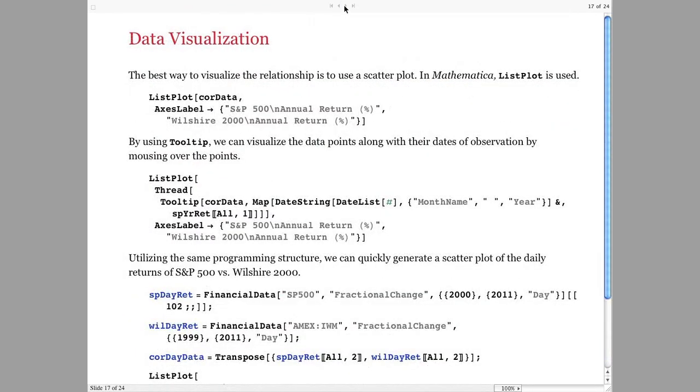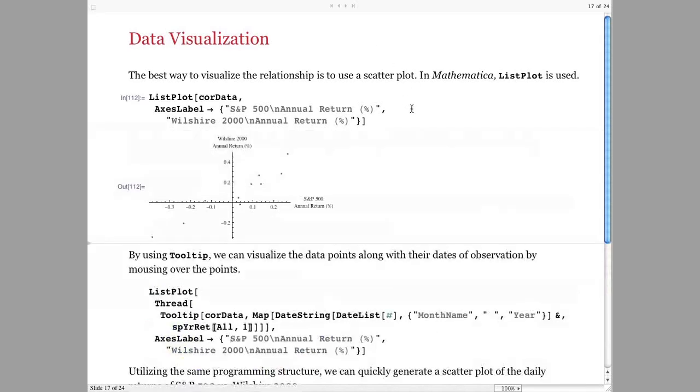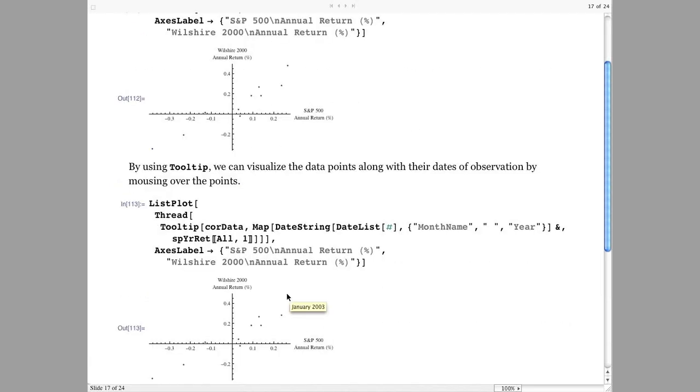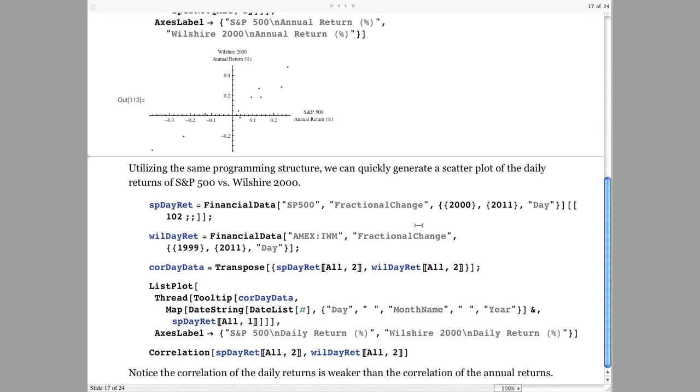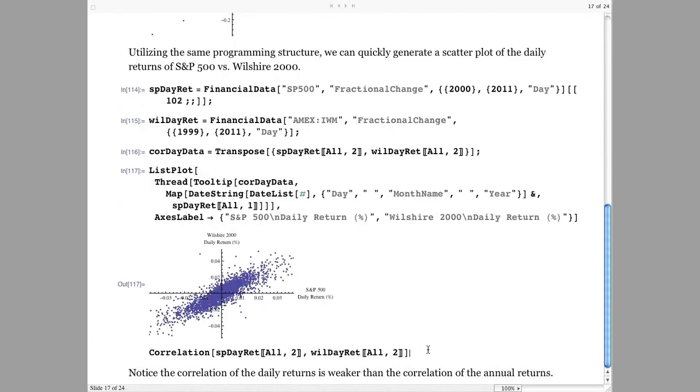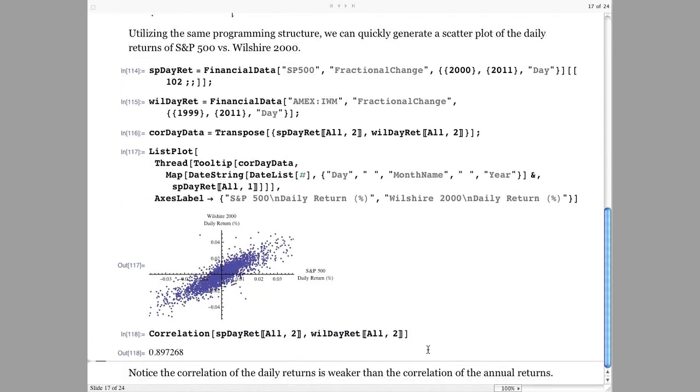The best way to visualize the relationship is to use a scatter plot. In Mathematica, a list plot is used. Here we insert tooltip. Let's generate a scatter plot of the daily returns of S&P 500 versus Wilshire 2000. We can also find the correlation. Notice the correlation of daily return is weaker than the correlation of annual returns.